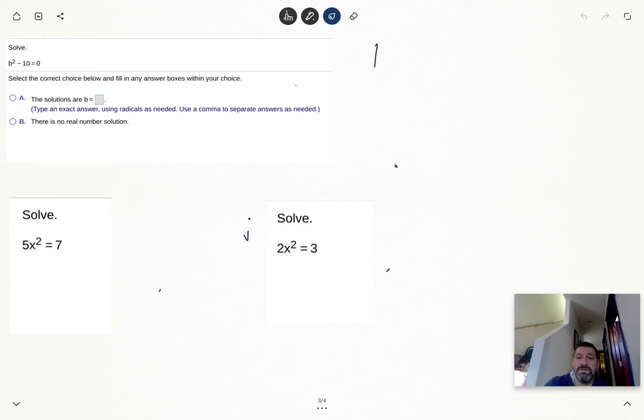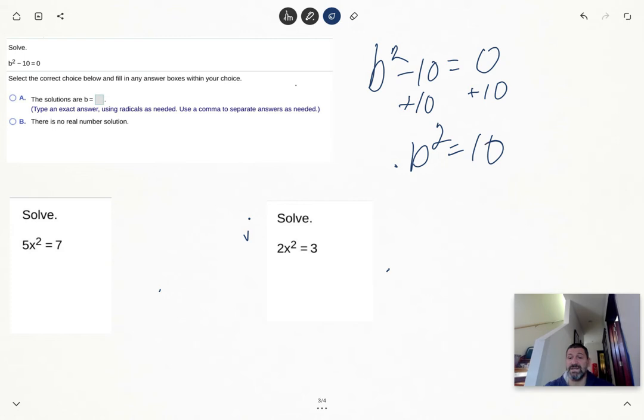Okay, so I've got b squared minus 10 equals 0. This is just like a linear equation, where we want to get the variable all by itself. So I want to move the 10 to the right-hand side. That leaves us b squared equals positive 10.